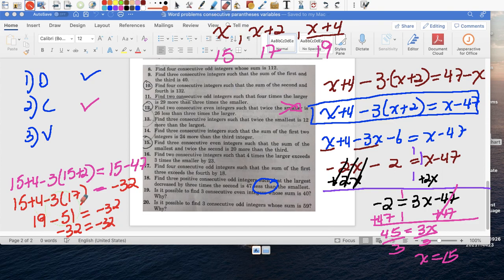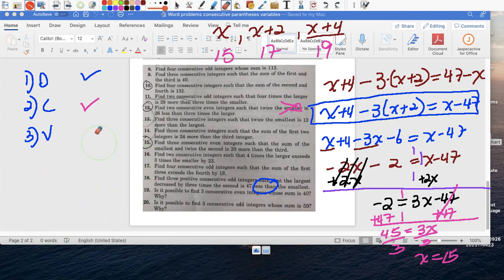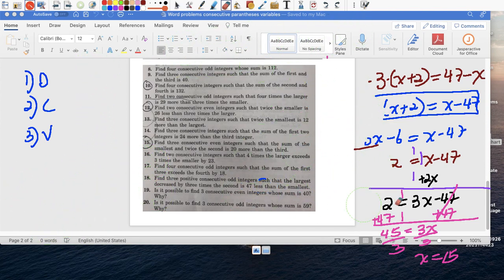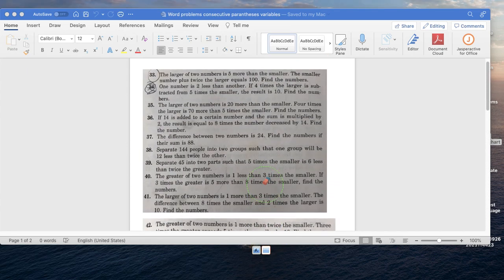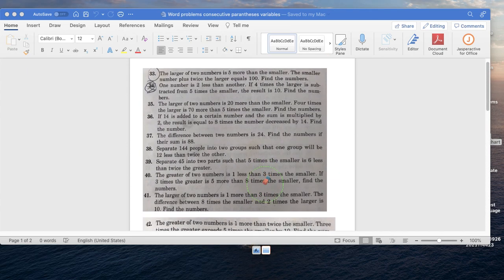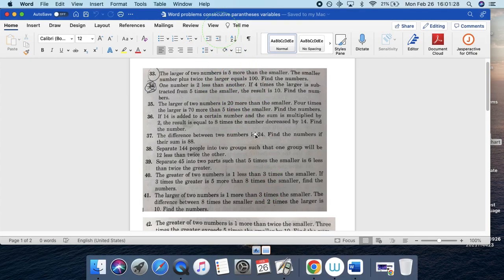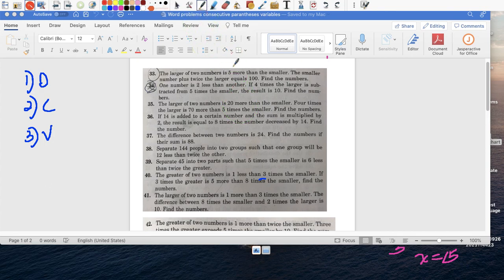So, just reassurance that my numbers are correct. All right. So again, nothing too crazy, right? So that side, turn the page over, which is this side over here, and we're going to do 37, 38, 39, and at the bottom 42, 43, 44. All right. So 37. The difference between two numbers is 24. Okay. Find the numbers if their sum is 88.